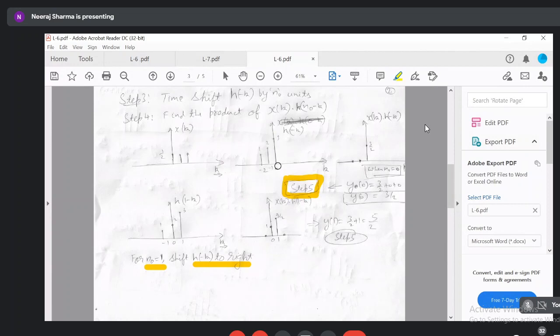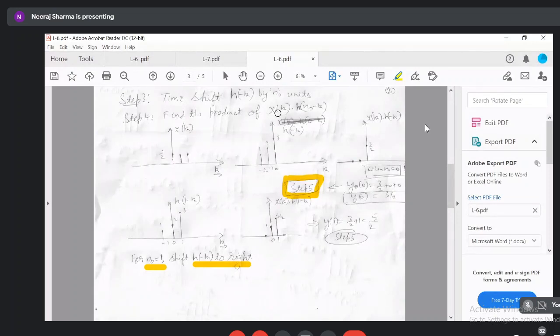जो पहले 0 पे था वो 1 पे आ गया, जो -1 पे था वो 0 पे सैंपल चला गया, जो -2 पे था वो -1 पे आ गया. Hence we have -1, 0 and 1 values of the samples, and their respective magnitudes are now 1, 2 and 3. This is h1 minus k.